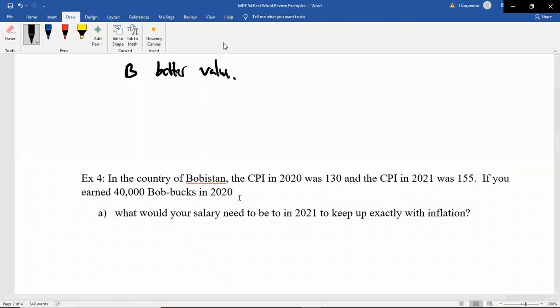In the country of Babistan, our favorite resident Bob, the CPI in 2020 was 130 and the CPI in 2021 was 155. It's a pretty big leap, in my opinion. So if you earned 40,000 Bob bucks in 2020, we can't say dollars because Babistan's not using the American dollar, they're using Bob bucks. So if you earned 40,000 Bob bucks in 2020, what would your salary need to be in 2021 to keep up exactly with inflation? So this is a great question right here.